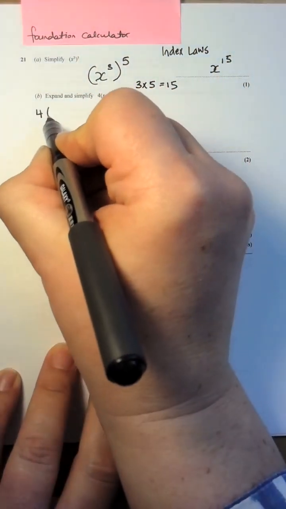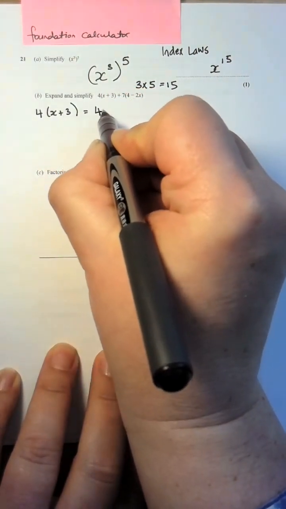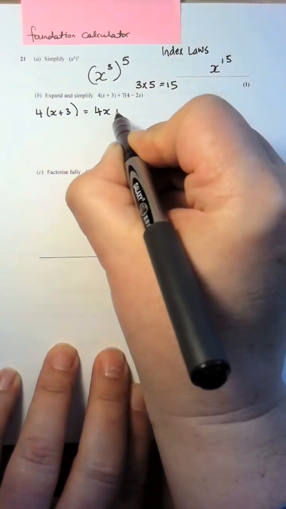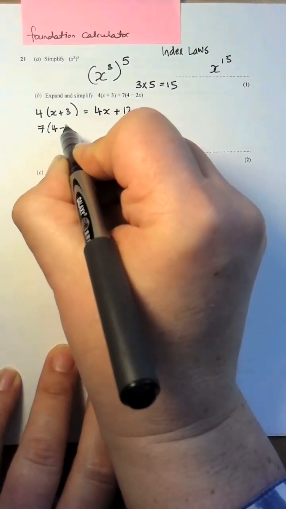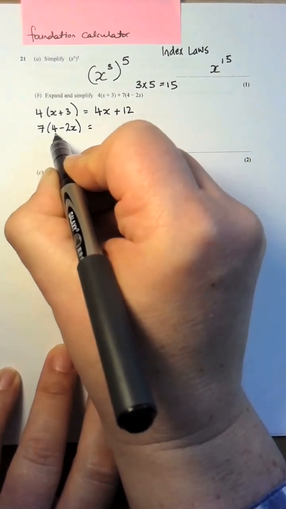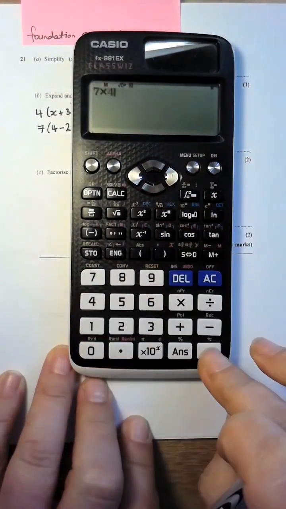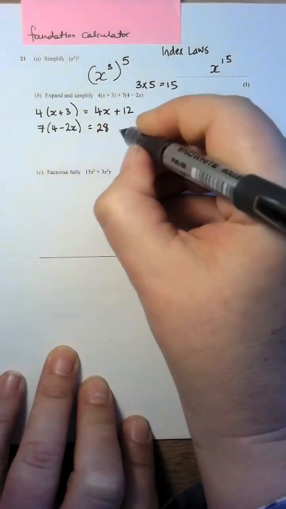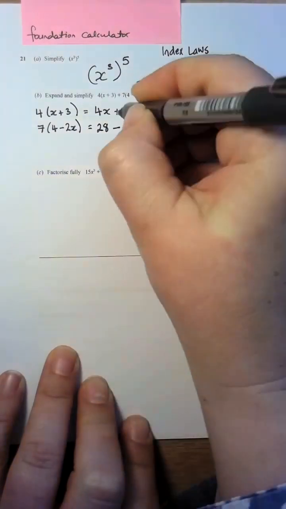So we're going to expand 4x plus 3 first. 4 multiplied by x is 4x. 4 multiplied by 3. Remember, you have to multiply both terms. And then we've got 7 subtract 2x. 7 multiplied by 4. Remember, you have your calculator. 28. But there's no x here, but the x comes from here. 7 multiplied by 2.